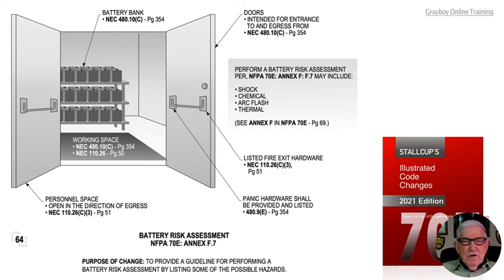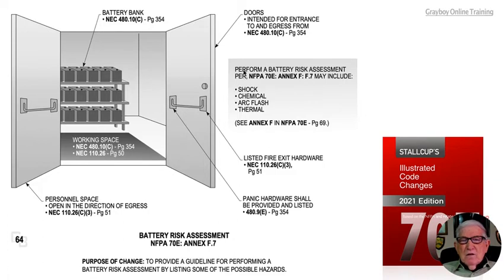Now this illustration deals with the battery risk assessment in accordance with NFPA 70E, Annex F.7. Now notice the purpose of the change was to provide a guideline for performing a battery risk assessment by listing some of the possible hazards.